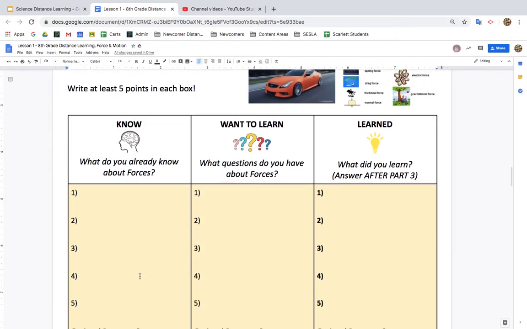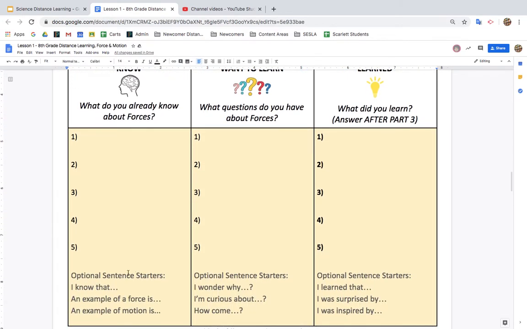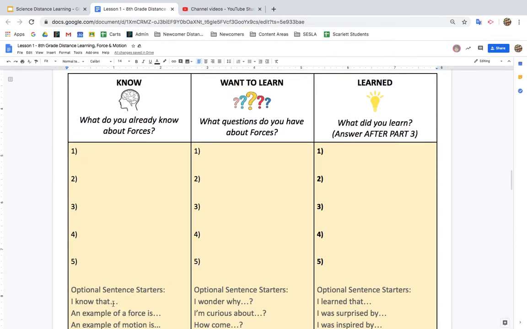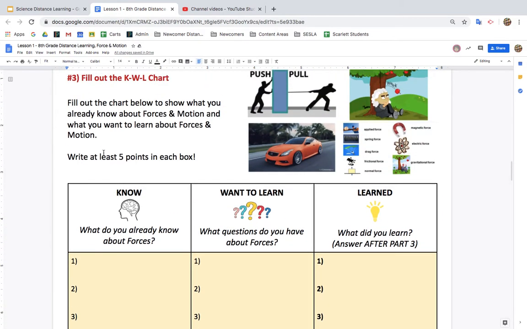Know. What do you already know about forces? There's some examples of sentence starters at the bottom. I know that, an example of a force is, an example of motion is. So I might say an example of motion is a car moving.